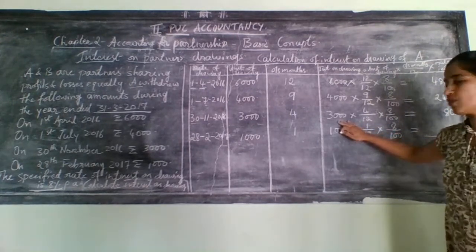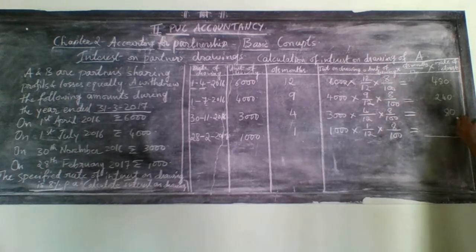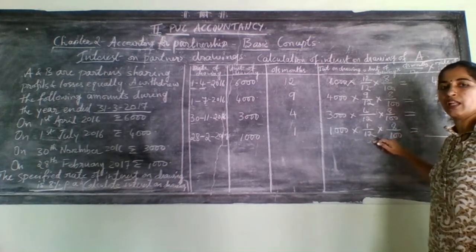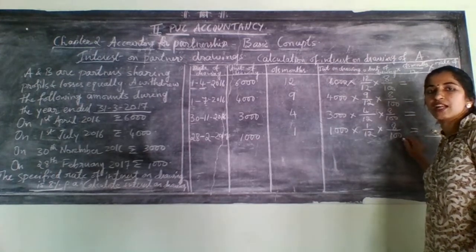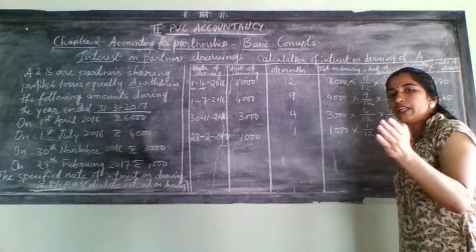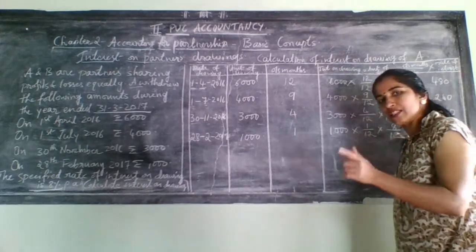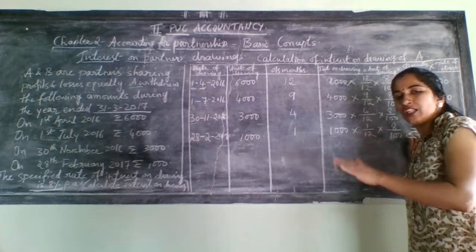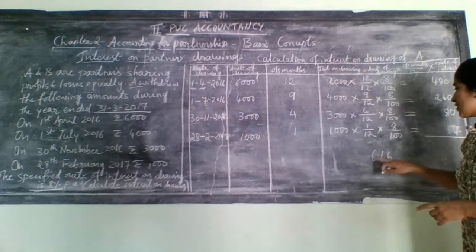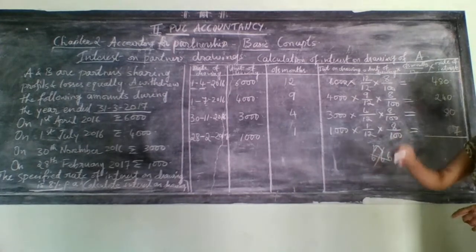Next one, 3,000 into 4 divided by 12 into 8 divided by 100 means it will come 80. Last one, 1,000 into 1 divided by 12 into 8 divided by 100 means in your calculator it will come 6.6666, correct? So don't take after the point, you can stop before that. Round it off. 6.66, since it is more than 5, you can consider one number more, that is 7. After the point it is not necessary to take.